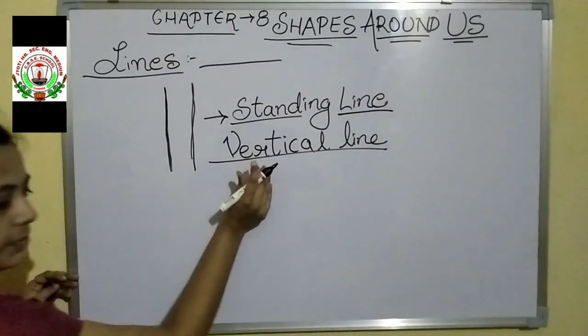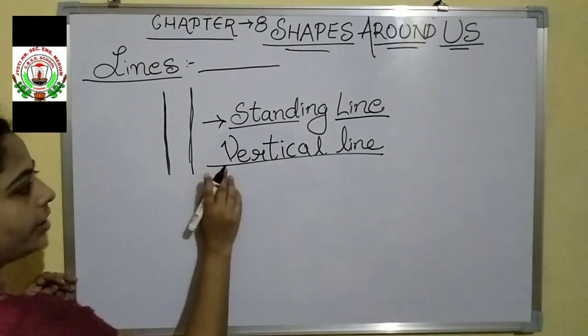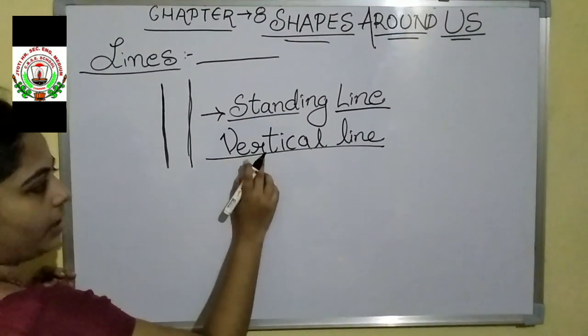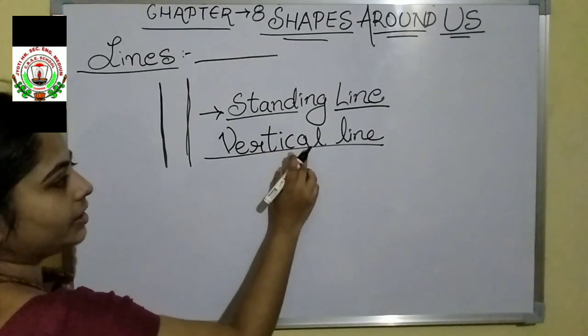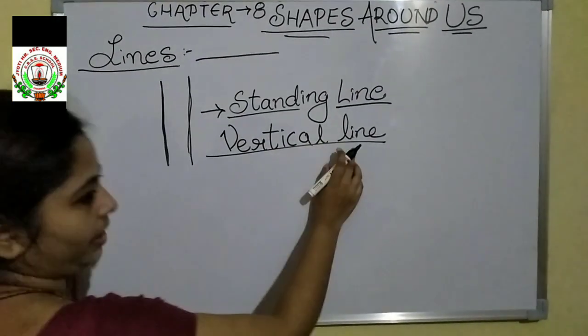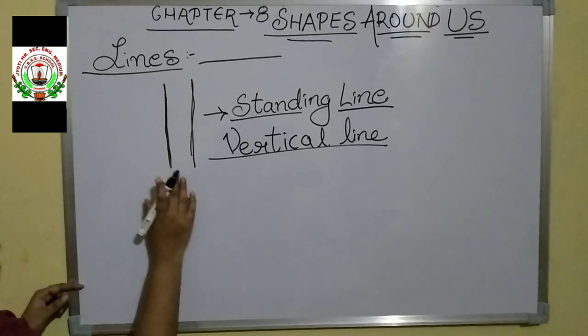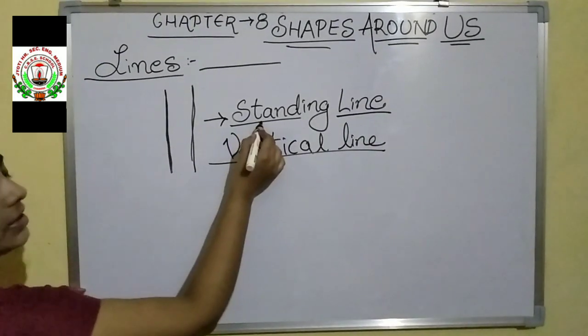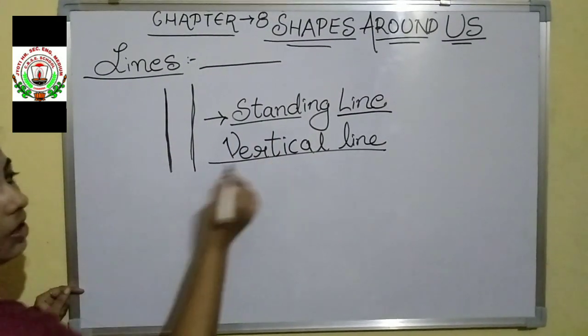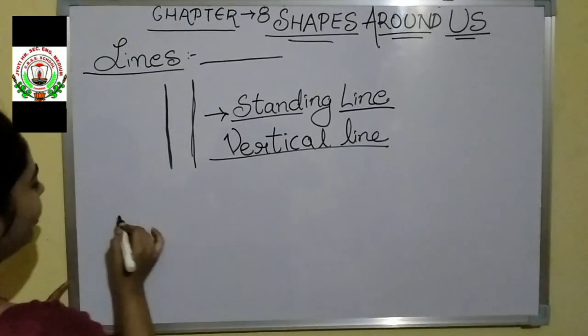I am repeating the spelling. Pay attention carefully. V-E-R-T-I-C-A-L. Vertical line. This line is drawn, which I have made here. This line has two names. One is standing line and the second is the vertical line. Clear?